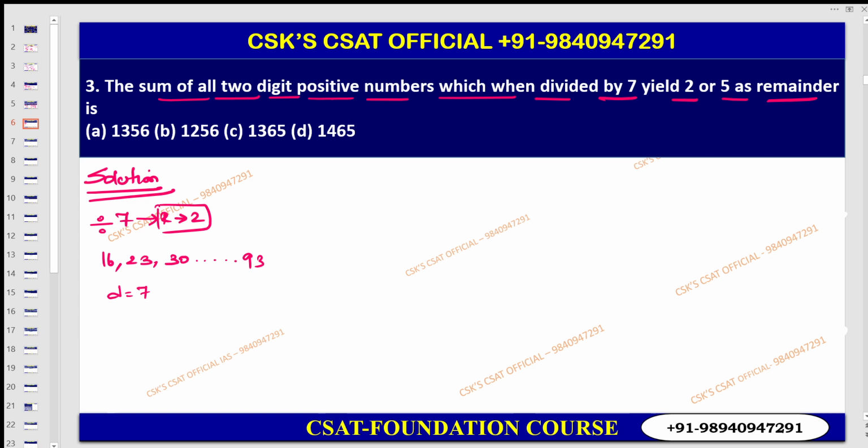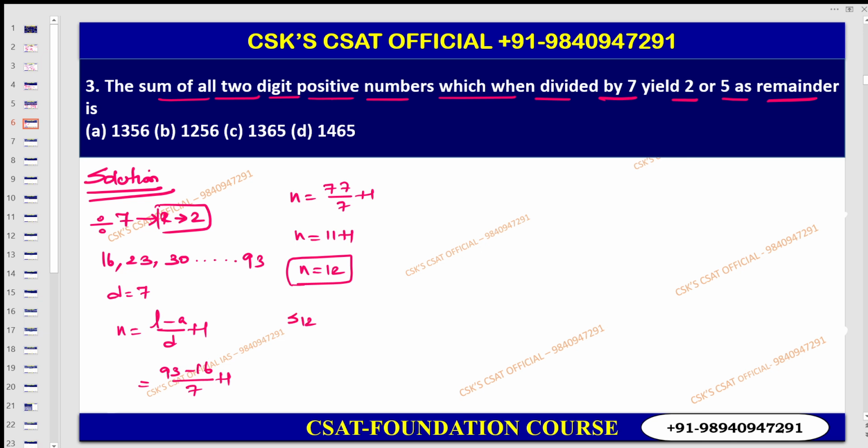So therefore you can find n. n is equal to (L minus A) by D plus 1. So (93 minus 16) by 7 plus 1. So n is equal to 77 by 7 plus 1. n is equal to 11 plus 1. n is equal to 12.